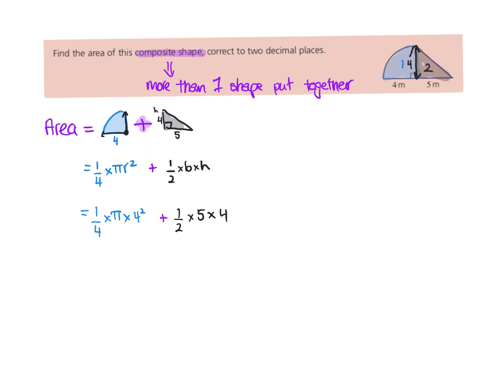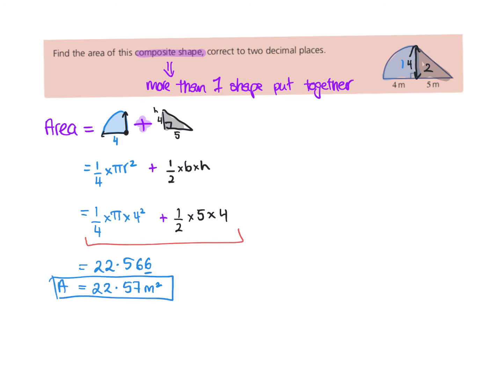Now you can type all of that in one go on your calculator, and that's what I would like you to do to find the area. So type that all out. Okay, so we got 22.566. We had a look at that. That was above 5. So the area ended up with, so this is actually the final area of the composite shape, 22.57 meters squared.